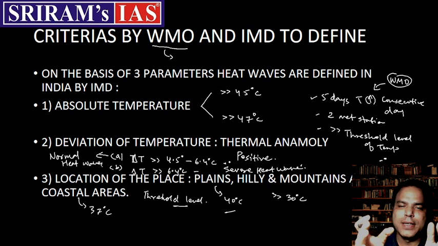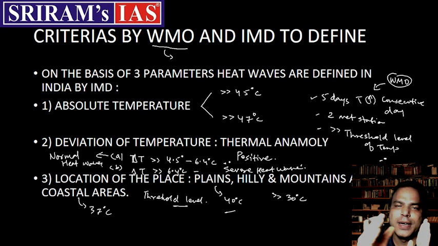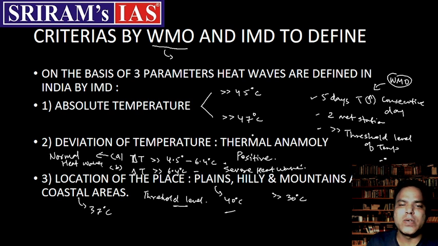Suppose an area has a threshold of around 45 degrees Celsius. If the temperature goes to 51, that means an increase of 6 degrees, so we call it a normal heat wave, because the departure is only 6 here. If the temperature of the place is around 41 degrees and it reaches 49, the temperature deviation is around 8 degrees. So this is called a severe heat wave. This departure from the normal is also called a positive thermal anomaly. So all three conditions can define heat waves.